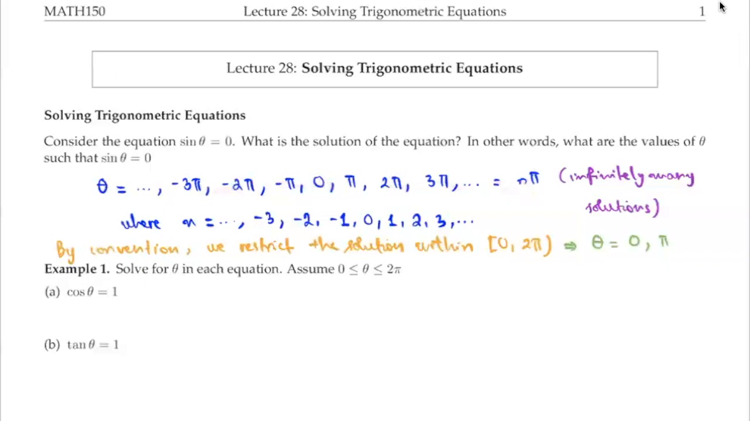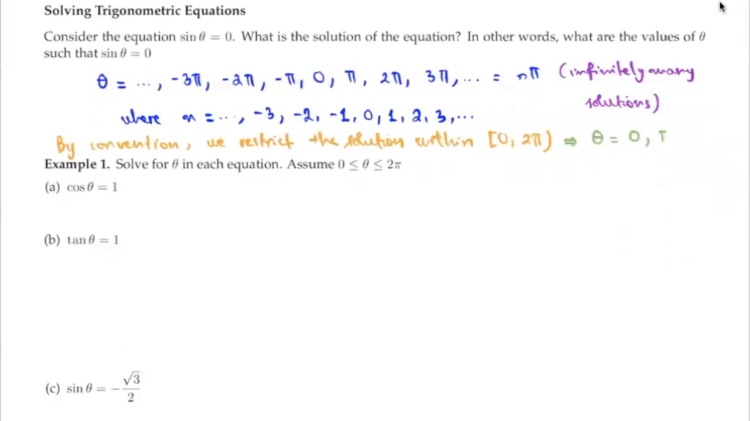Now, moving on to the following example. We want to solve for theta in each equation. Assume that theta is between 0 and 2 pi, but do not include 2 pi. So problem A says to solve the equation cosine of theta equal to 1. That is, you're looking for the value of theta such that cosine of theta is equal to 1.